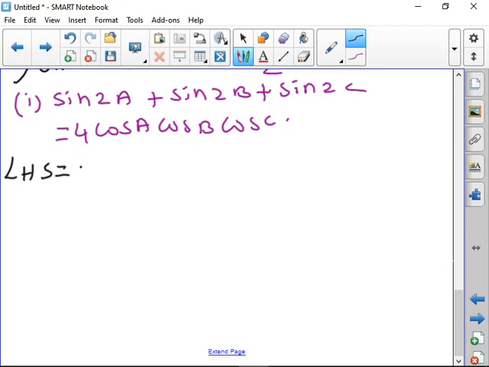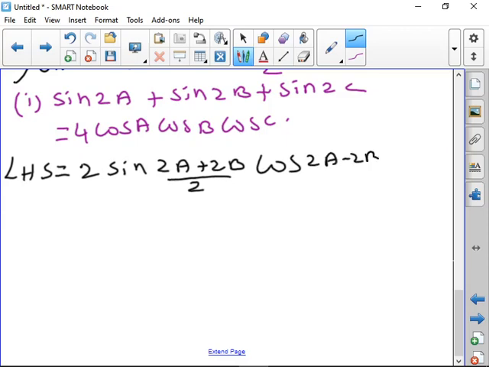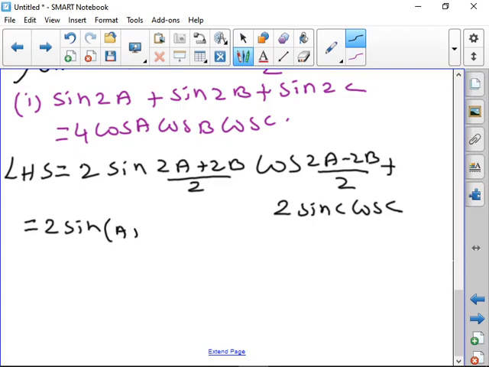2 sin (c+d)/2 is 2 sin (2a+2b)/2 into cos (2a-2b)/2 plus sin 2c. We can write sin 2c as 2 sin c cos c, because sin 2 theta is 2 sin theta cos theta. So now, take 2 sin common outside. Now the 2 will get cancelled. So you get sin (a+b), similarly here cos (a-b) plus 2 sin c cos c.